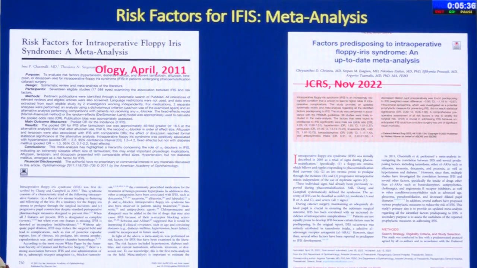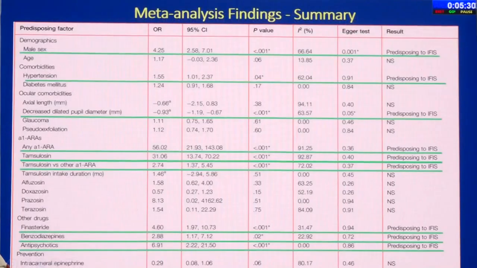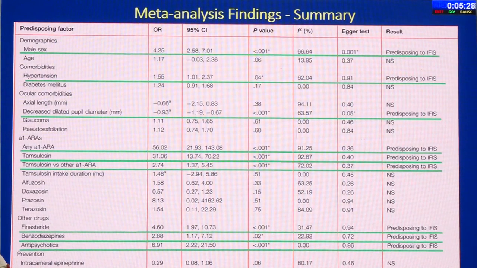So these are the two major meta-analyses which I have used to develop my SOP. One came in 2011 and the other in 2022. The 2022 meta-analysis basically confirmed whatever we had known about IFIS earlier, and then it came up with some newer concepts. What we had known earlier is that it is more common in the male sex. Of course, female patients can also develop IFIS. Hypertensive patients, whether it is hypertension per se or the antihypertensive therapy that was responsible.